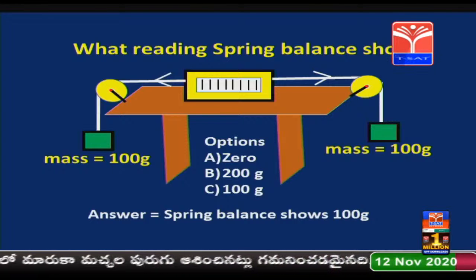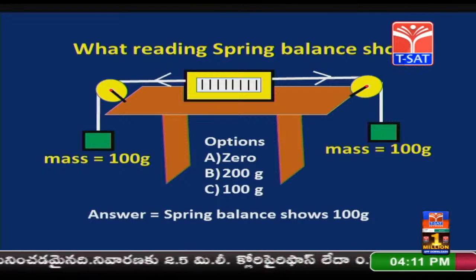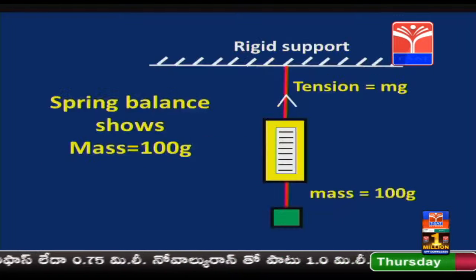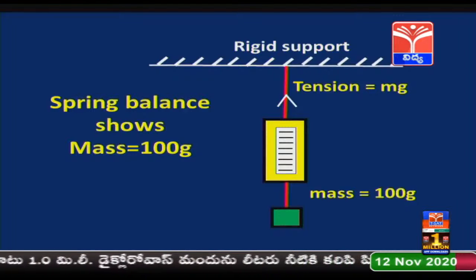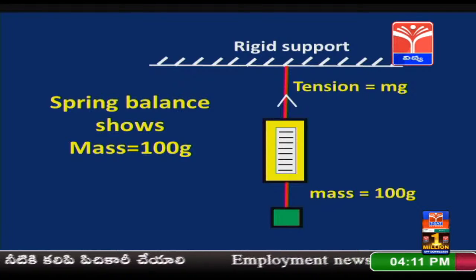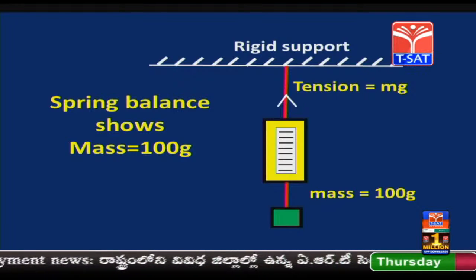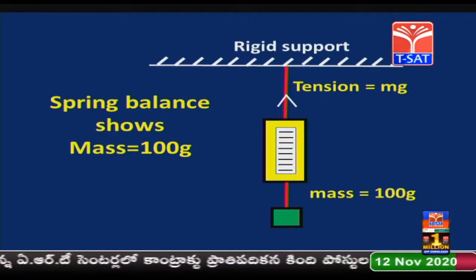What happens here is, for the spring balance to show a 100 gram reading, it requires 2 forces as in the previous example. The spring balance shows 100 grams when there are 2 forces acting on it. One is the tension which is acting upwards, and the second is the weight of the object which is acting downwards, and then the spring balance shows 100 grams.